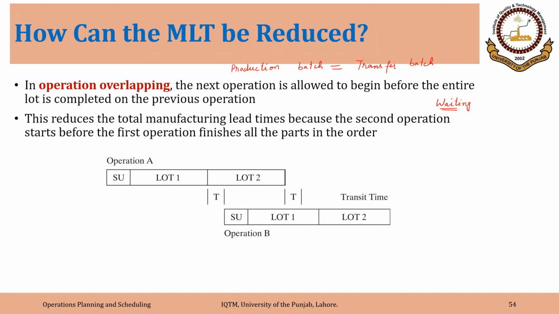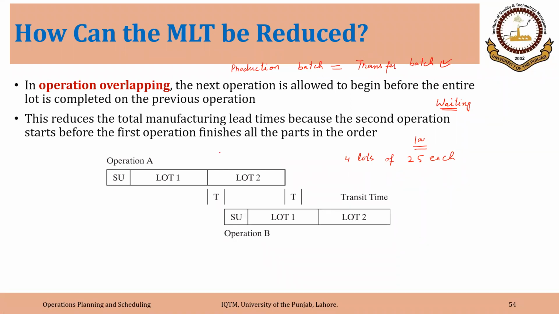That is the basic idea. For example, we have a lot or batch size of 100. One possibility is that we first process 100 units on operation 1 and then move those 100 units to operation 2. The second possibility is that we make 4 lots of 25 each. Once 25 parts have been processed on operation 1, only then we move them to operation 2, and then the second lot of 25, then the third and fourth. That reduces the waiting time on operation 2 or workstation 2.